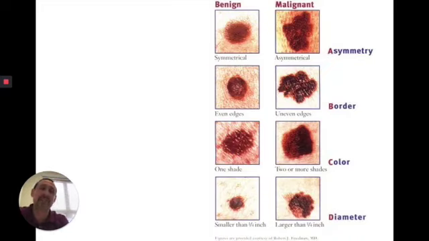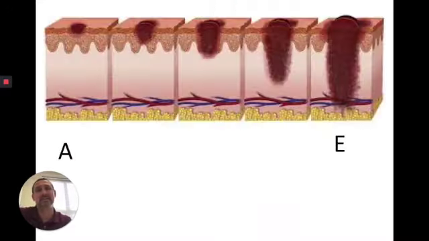Asymmetry means that it's not the same on both sides. Border means that the border is irregular, it's uneven, jagged, or rippled. The color means there's more than one type of color, like there's two tones to it. And the diameter, if it's over 1/4 of an inch, it's too big and it could cause cancer.